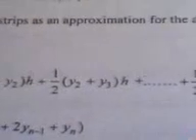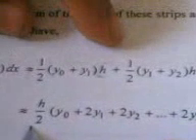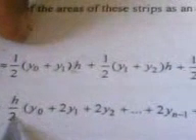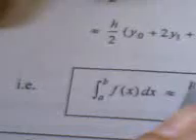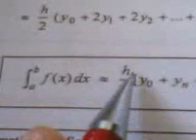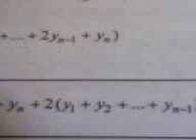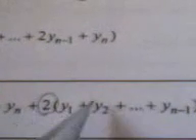Then the next step is to take h over 2 as a common factor, then write down y0 plus 2y1 plus 2y2. Then the next step is h over 2 times, first you need to write down y0 plus yn. Then take the 2 as a common factor and write down the rest. Okay, here is the trapezium rule.